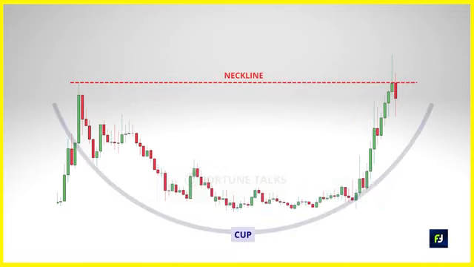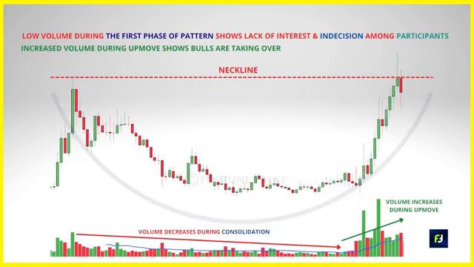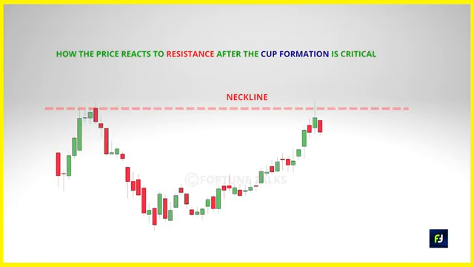Now it looks like a ball or an object with a round bottom, and the volume should decrease towards the middle of the pattern, which is during the consolidation, and then rise towards the up move, which indicates an increase in the buying pressure. How the price reacts at the resistance is important because it tells you whether there is still selling pressure available at the resistance.